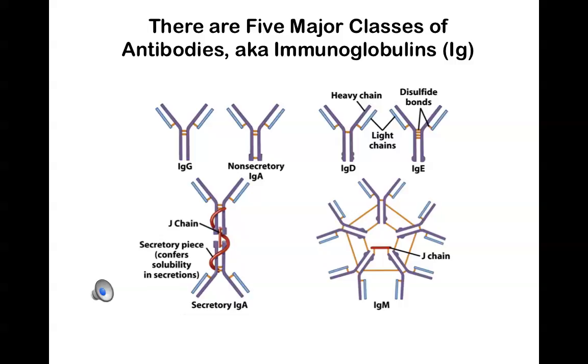IgM, on the other hand, is called a pentamer. Pentamer meaning 5. We have 5 monomers of IgM that again are linked together, including the use of a J chain, to make this sort of starfish formation of the pentameric form of IgM. Think of the word gamed, G-A-M-E-D, to remember the 5 major classes of immunoglobulin or antibodies.